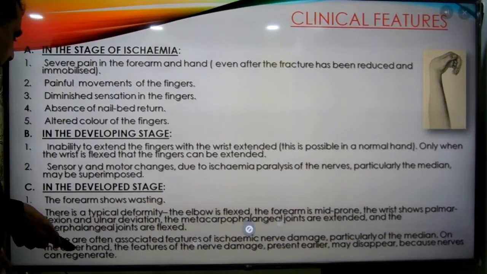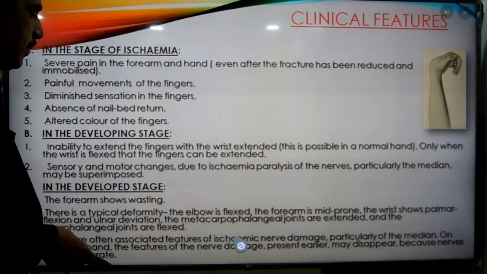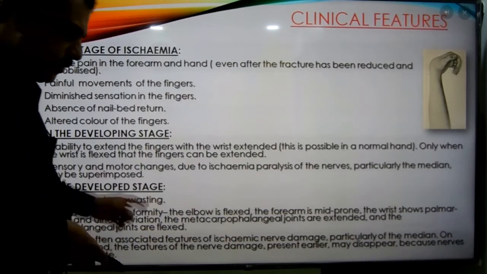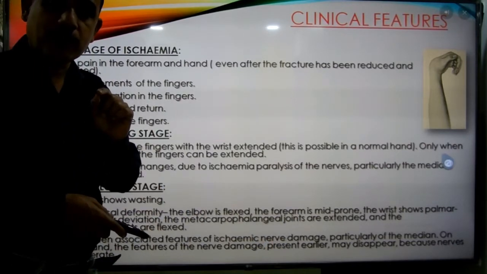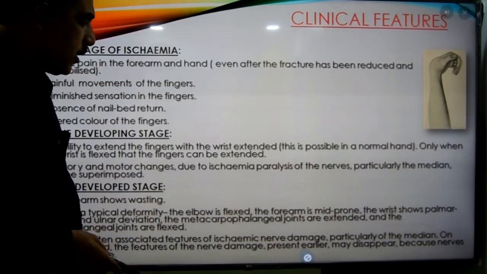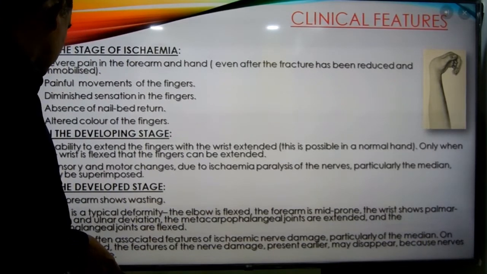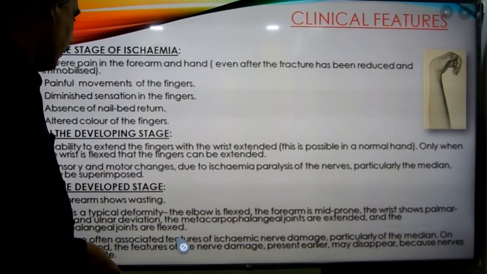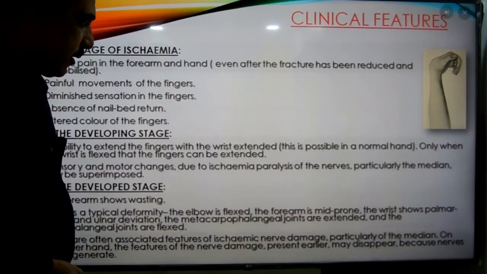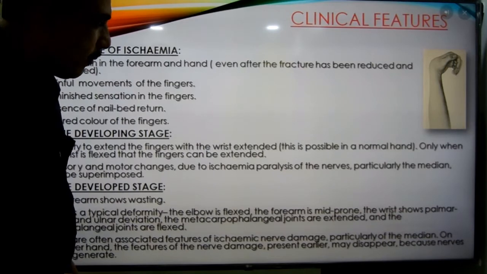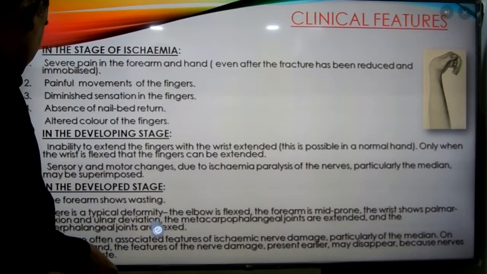Then the last one: there are often associated features of ischemic nerve damage. This associated feature is not always present, but it may be present with involvement of the nerves, particularly the median nerve. On the other hand, the features of nerve damage present earlier may disappear because nerves can regenerate.